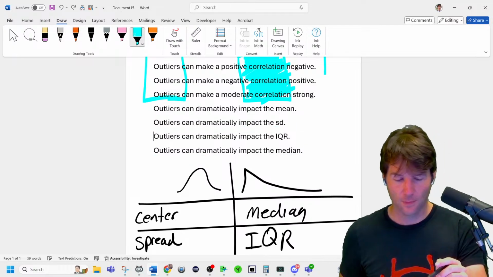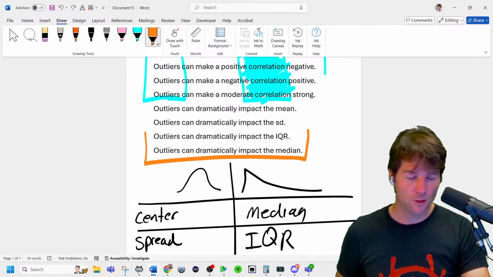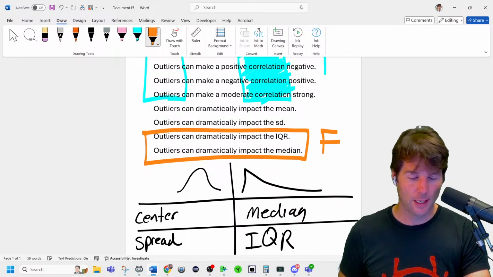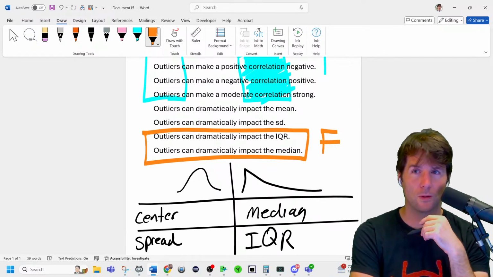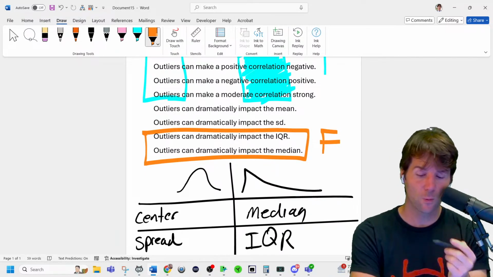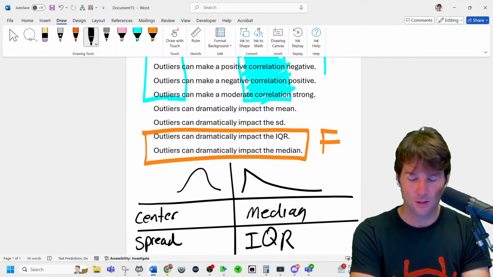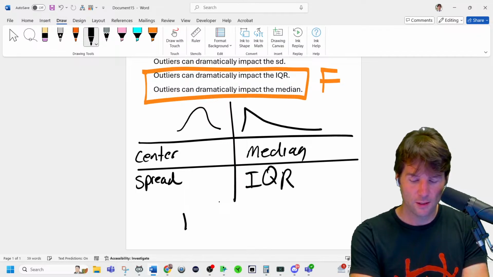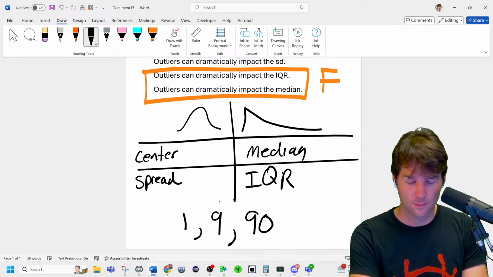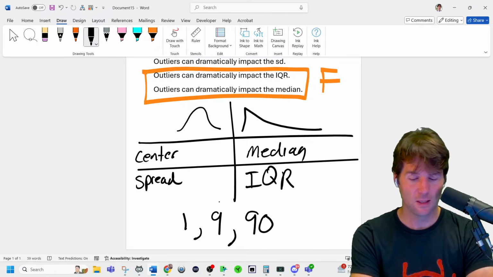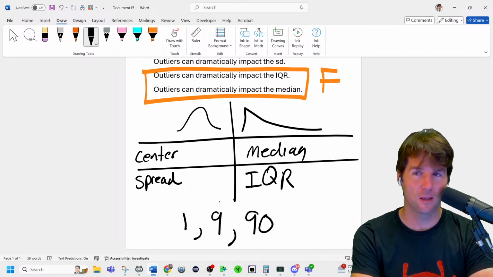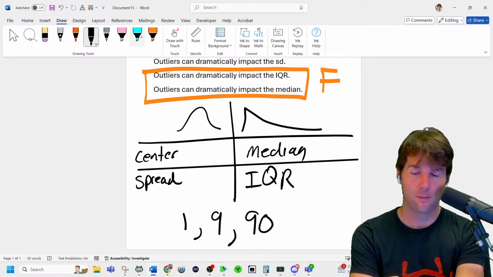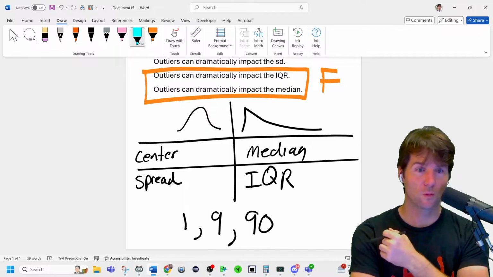Let me change the color. The reason we use median and IQR is because they're not impacted by outliers. So we don't want to use mean and standard deviation because they would be impacted by outliers. Because think about this, with a data set that's very small: 1, 9, 90. What is the median? It's 9.